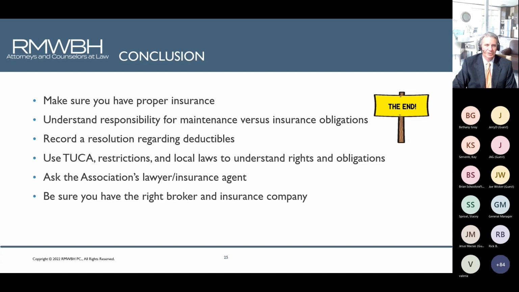Reaching out to an association's attorney and broker, insurance agent, on coverage and questions regarding the same, and making sure you have the right broker and insurance company. How critical all these things are in the event that we've got to actually use the insurance that we've been paying premiums for.